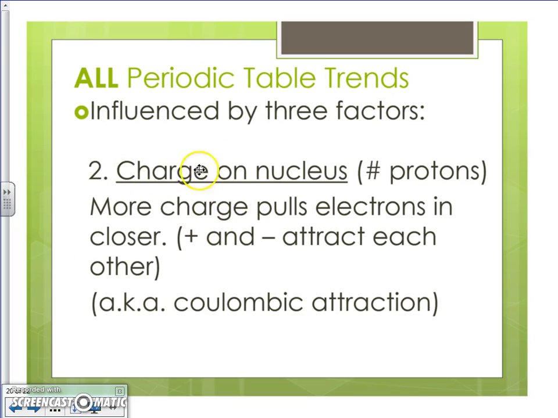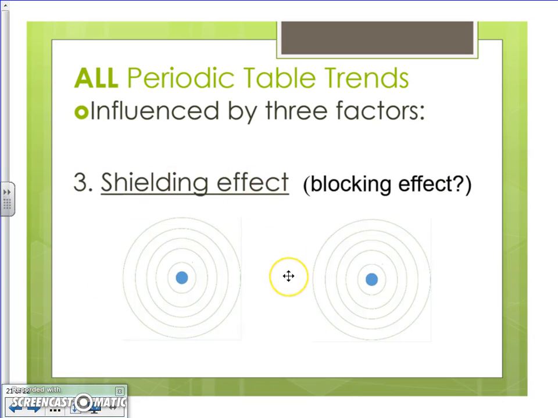The other trend is charge on the nucleus. So think about how many protons you have. More charge equals more pull, because again, they're attracted to each other. You will hear this called Coulombic attraction. It is the fancy word for charge on the nucleus. The third one is shielding. And if you want to think about this as blocking, whatever.